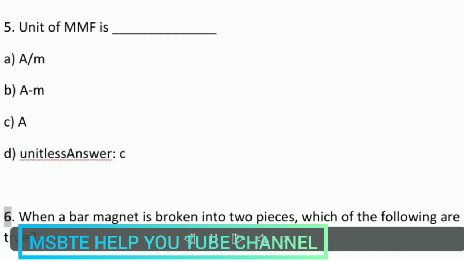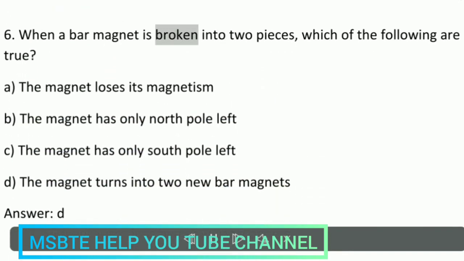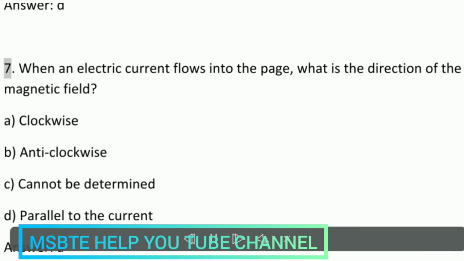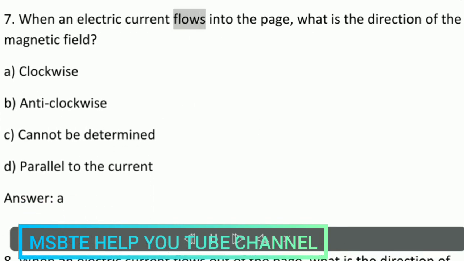C. 6. When a bar magnet is broken into two pieces, which of the following are true? A. The magnet loses its magnetism. B. The magnet has only north pole left. C. The magnet has only south pole left. D. The magnet turns into two new bar magnets. Answer, D.